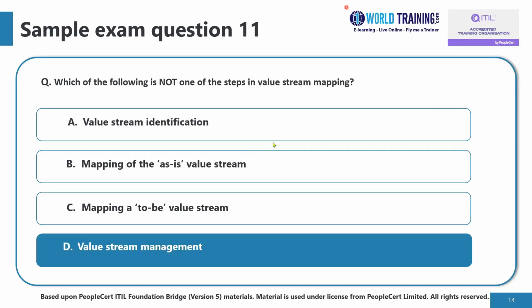So value stream management is the regular focus to improve existing value streams. And of course, value stream mapping will be needed for that. But value stream mapping is more like a one-off exercise to go through those 5 steps. But organizations can improve only when they perform value stream management by regularly reviewing the performance of their value streams. So D would be correct.